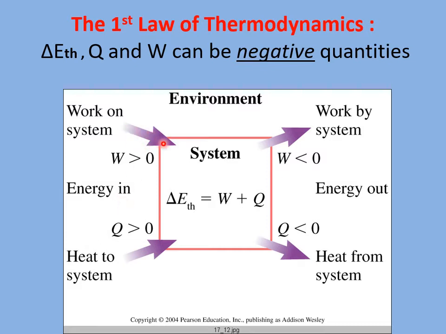So these purple arrows going in show energy entering the system. And how do we do that? Well, there's two ways to do it. We can do work on the system. In other words, the work can be positive, or greater than 0, or we can add heat to the system. In other words, Q would be a positive quantity, or greater than 0.